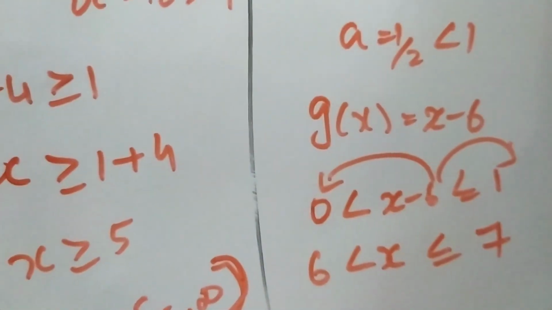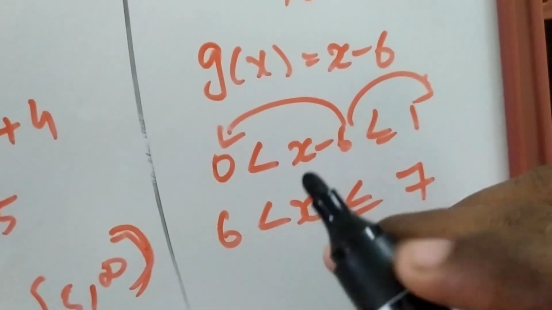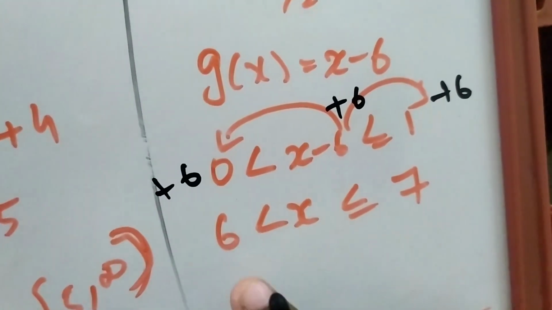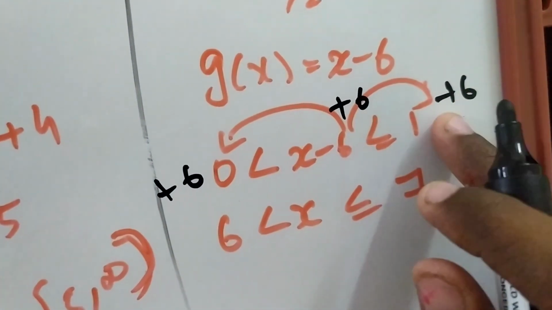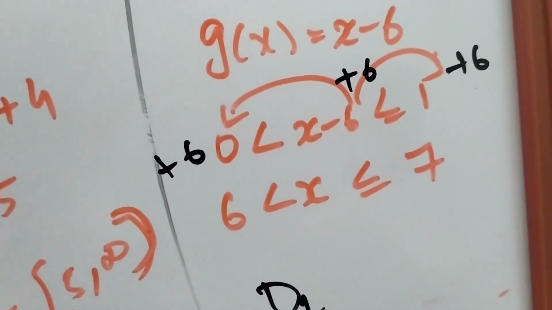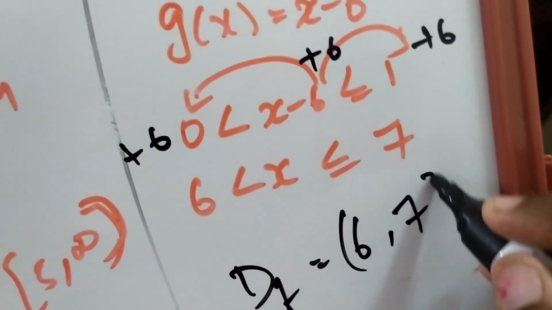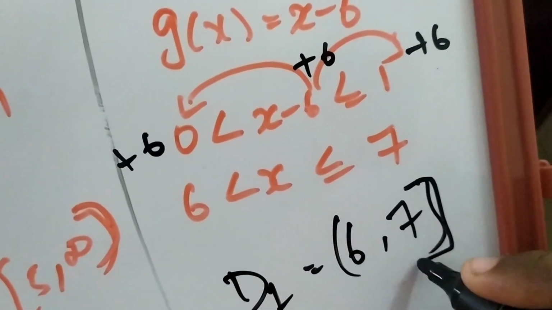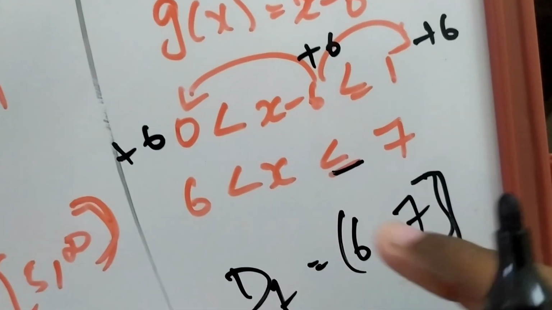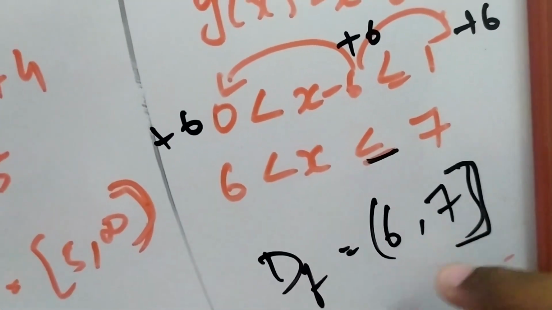How? Here I have minus 6, so I have to bring this to 0, so I have to take plus 6 on this side also. 6 plus 0 is 6, less than x less than or equal to 1 plus 6 is 7. So here the domain will be like this. I should not consider the value 6, but I have to consider the value 7. For this 7, I have the equal to symbol, so a closed bracket will come, and for 6 an open bracket. The domain of the function should be (6, 7].